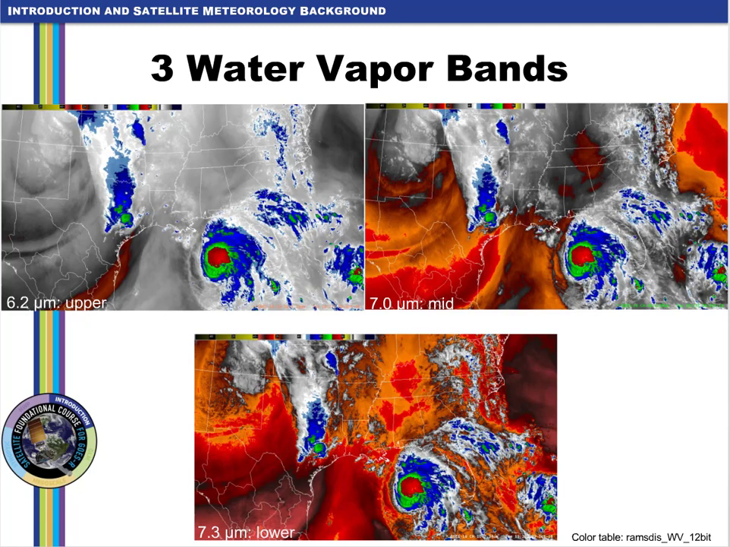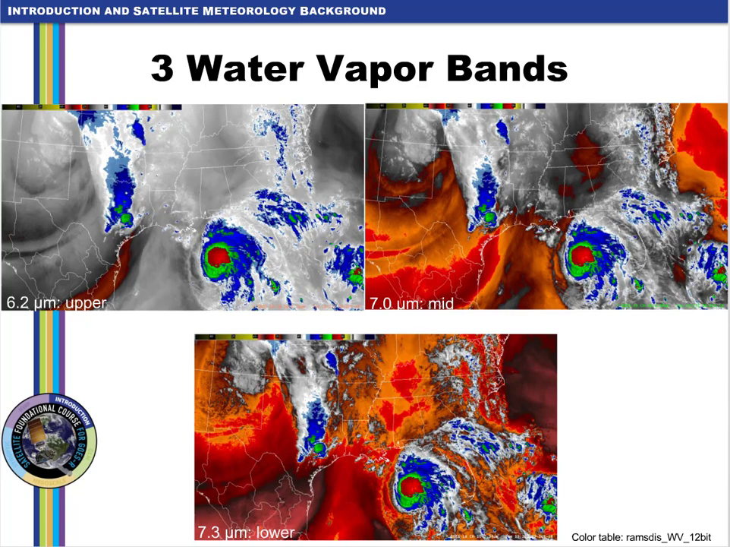This example includes Hurricane Michael as well as a strong trough over the central U.S. From this point forward, we'll round off the wavelengths for each band, so we will refer to the 6.2, 7.0, and 7.3 micron bands. In the 6.2 micron or upper level water vapor band, brightness temperatures are generally colder in clear skies than those in the other 2 bands. This makes sense since the weighting function peaks at a higher altitude than the other 2 bands.